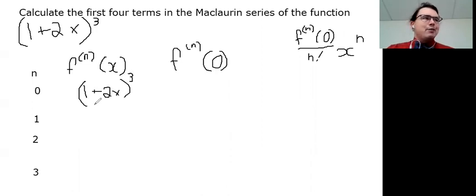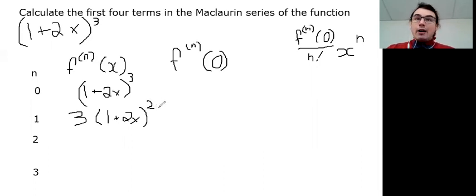As I take higher derivatives, I will be using the power rule. So the first derivative of this function is going to be 3 times 1 plus 2x, all to the power 2. And now I need to multiply by the derivative of 1 plus 2x, which I know is 2. So altogether, you might call this 6 times the quantity 1 plus 2x squared.